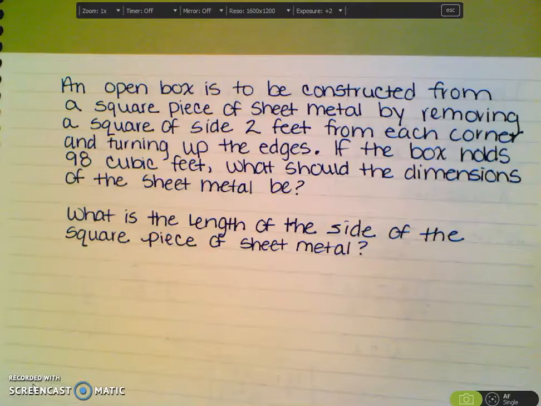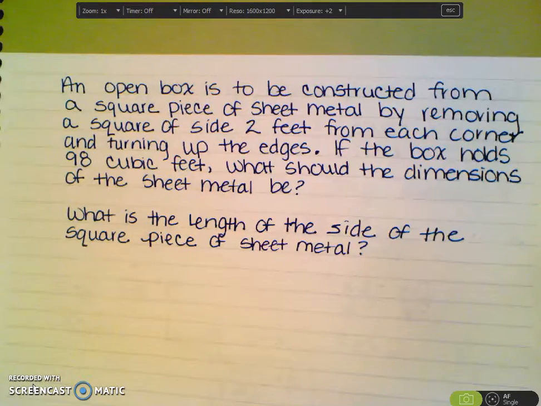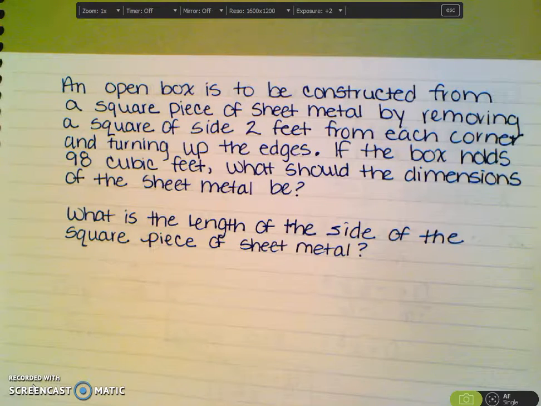An open box is constructed from a square piece of sheet metal by removing a square of side 2 feet from each corner and turning up the edges. If the box holds 98 cubic feet, what should the dimensions of the sheet metal be? What is the length of the side of the square piece of sheet metal?